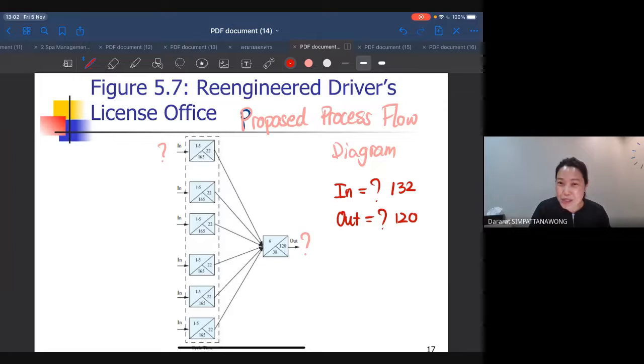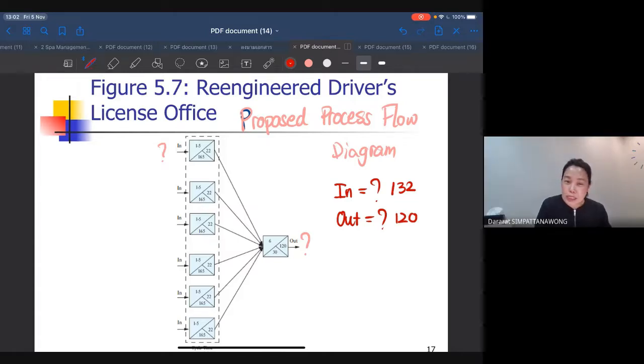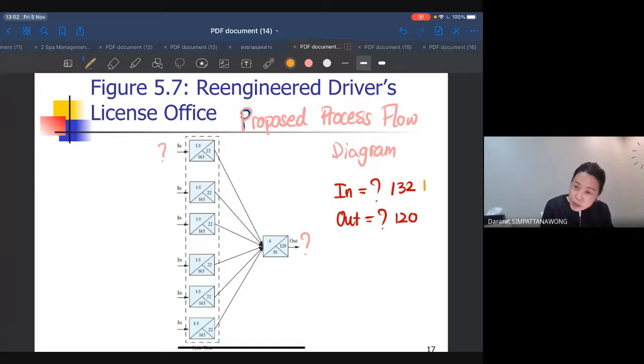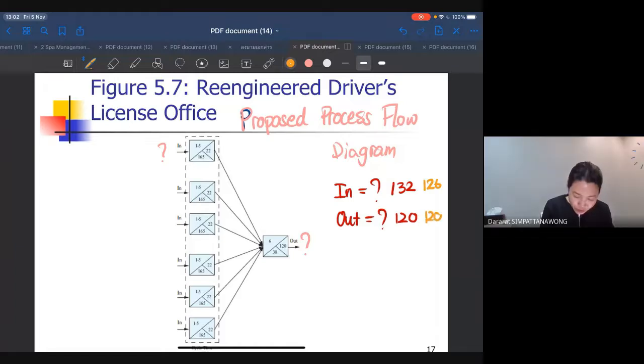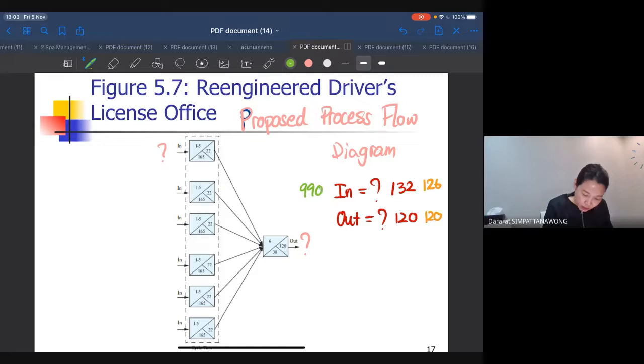Anyone else would like to share your answers with me? You can disagree with Gita. If you got the answer differently, let me know. I can find in 126. So Ratanapon, in 126, let me change the color. In 126, out 120. Okay, good, thank you. Pawarapad, in 990, out 120.